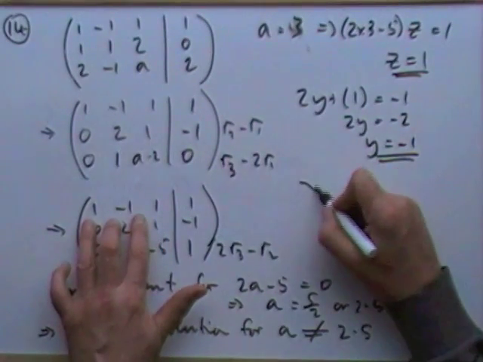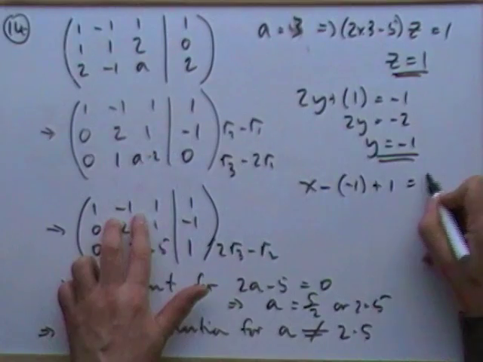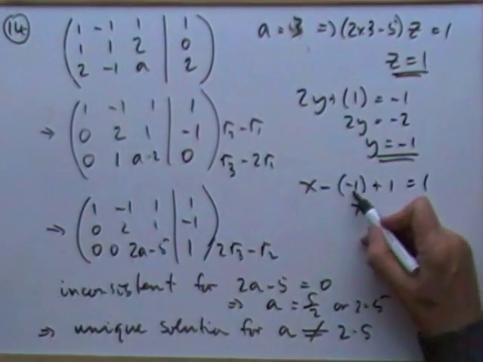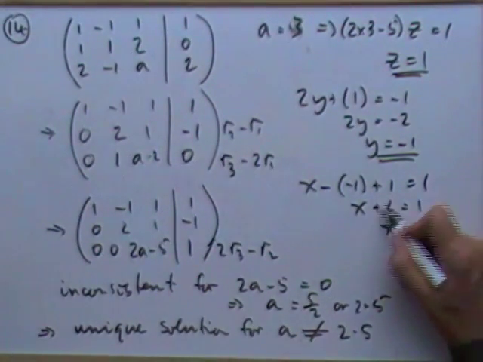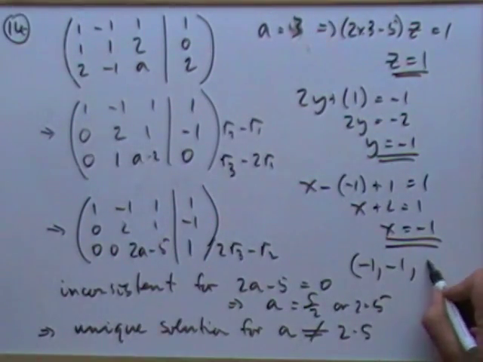Go back up a stage. x minus negative 1 plus 1 equals 1. So that's x plus 2 equals 1. So x equals negative 1. Or if you like, negative 1, negative 1, 1 for the solution set.